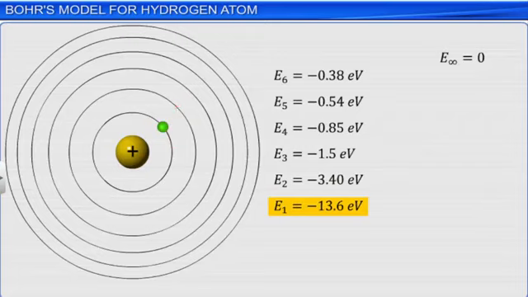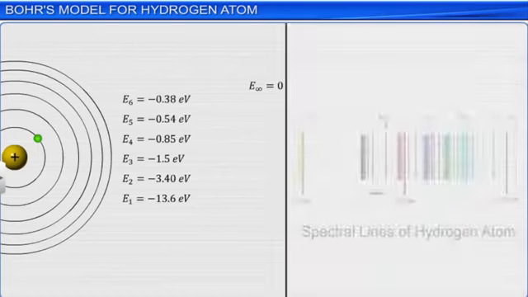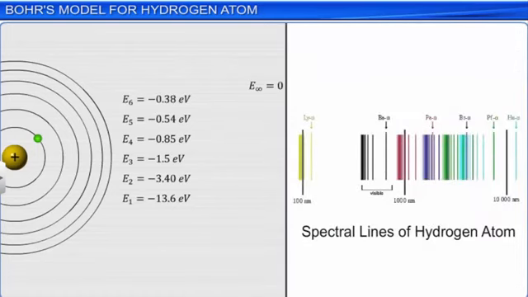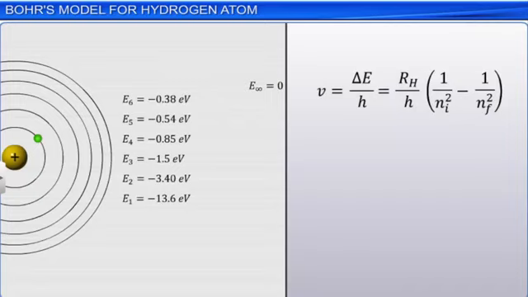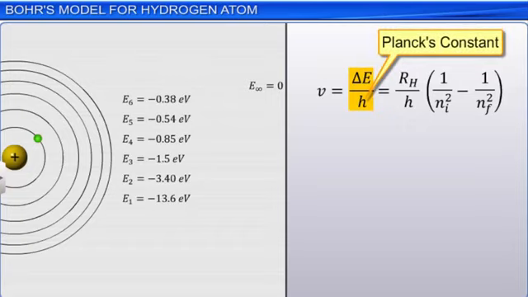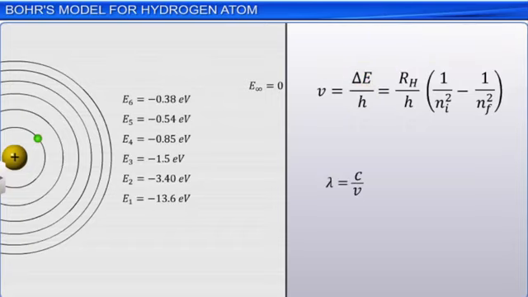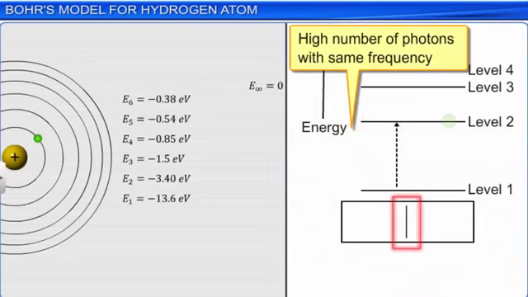Because of the presence of multiple hydrogen atoms, a large number of spectral lines are observed. The frequency associated with the absorption and emission of the photon can be calculated using the equation delta E divided by h, where h is Planck's constant. The wavelength can be calculated by dividing the velocity of electron with the frequency of the radiation. The more the number of photons of a particular frequency or wavelength absorbed or emitted, the more the intensity of the associated spectral line.